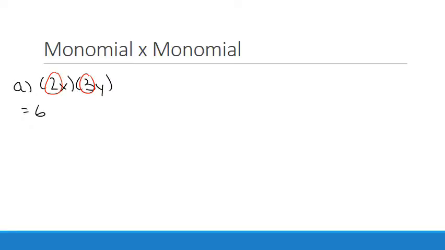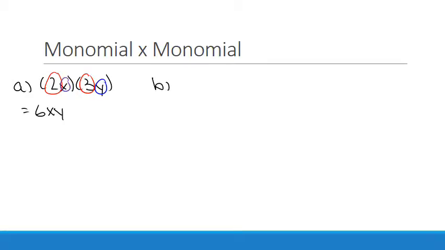Then we start looking for like powers or like bases. You can see that there's only one x out there, so the x stays the same, just x. And then y is unique as well. So we get 6xy. If there were other x's, we could combine them to make a larger x, like maybe an x squared, x third. Same with the y's, but there weren't. So when they're unlike powers, we just write the letters down. Let's look at another one.